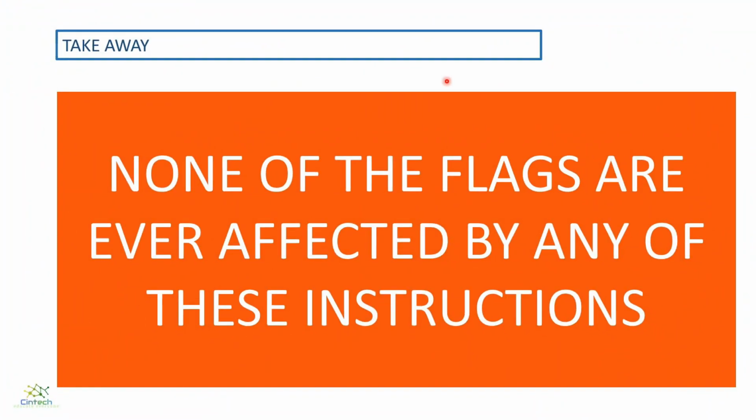Now let's wrap up this big chunk of information. The takeaway from this whole video is a simple piece of information: none of the flags of the flag register, I hope you remember, are ever affected by any of these instructions, because flags are only affected when there is an ALU operation involved. But in here, so far I have talked about 19 instructions, and in any of them I haven't discussed any kind of ALU operation. So the flags are not disturbed while executing any of these operations.